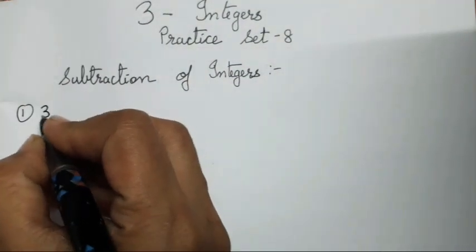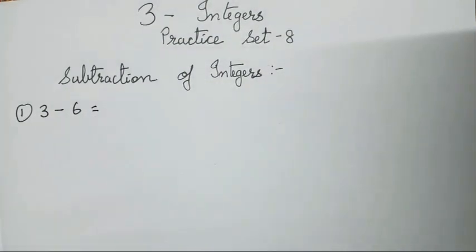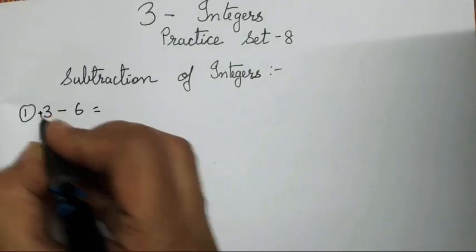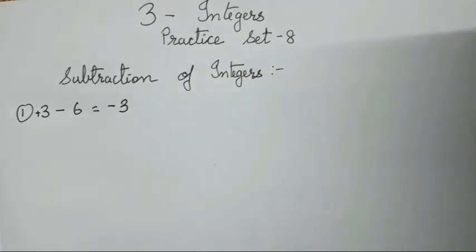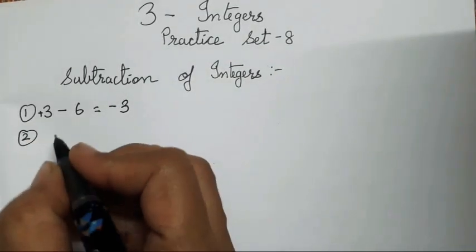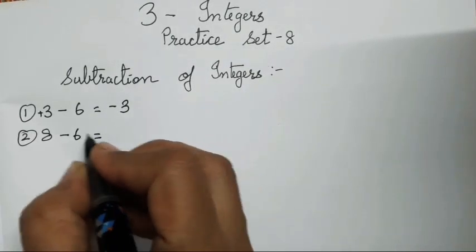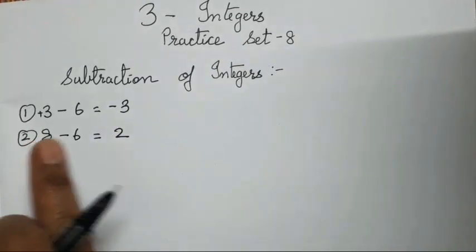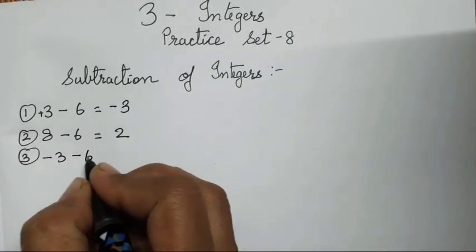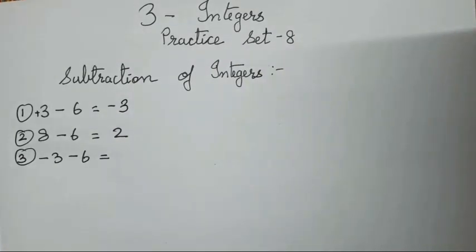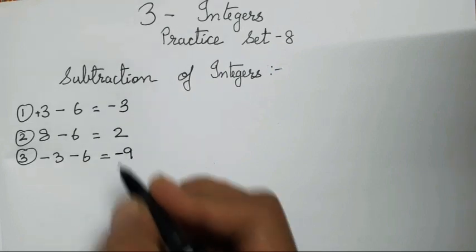So the first is 3 minus 6. Alright, so 3 minus 6, the rule that we use is plus and minus, minus. So 6 minus 3 is going to be 3, sign of the bigger number. Second is 8 minus 6. Answer is very easy, 8 minus 6, 2, sign of the bigger number, that is positive. Third one is minus 3 minus 6. So minus and minus will be plus. 6 plus 3 is going to be 9, sign of the bigger number.